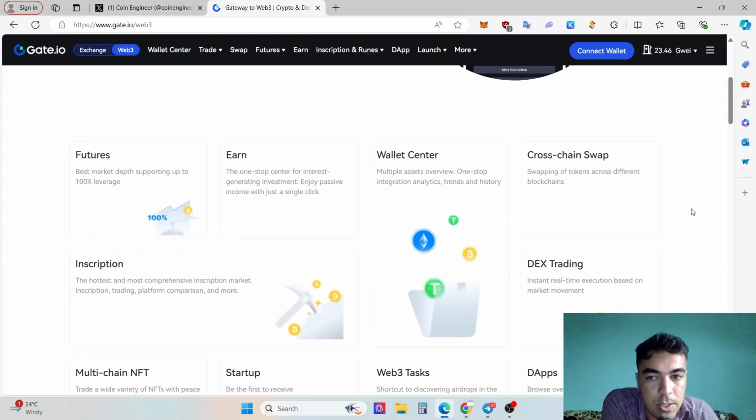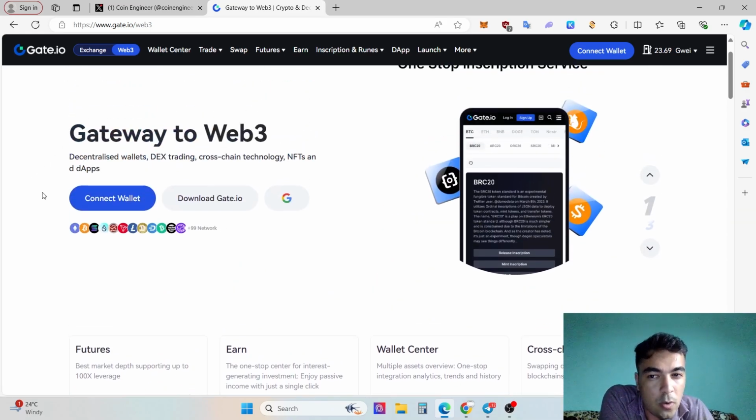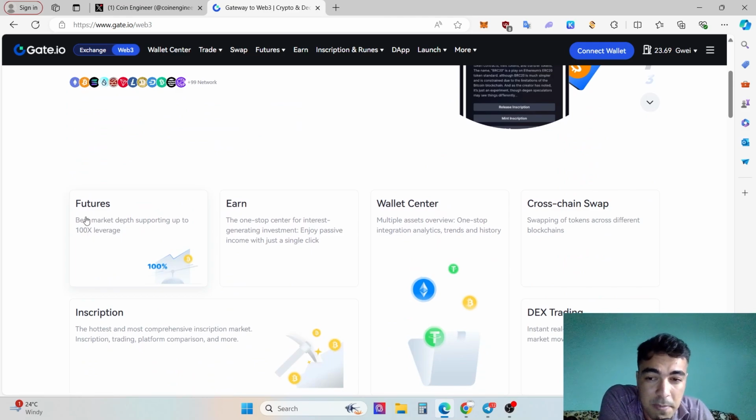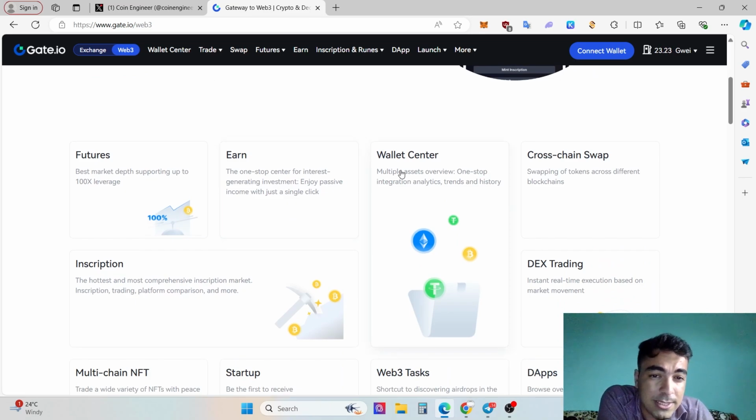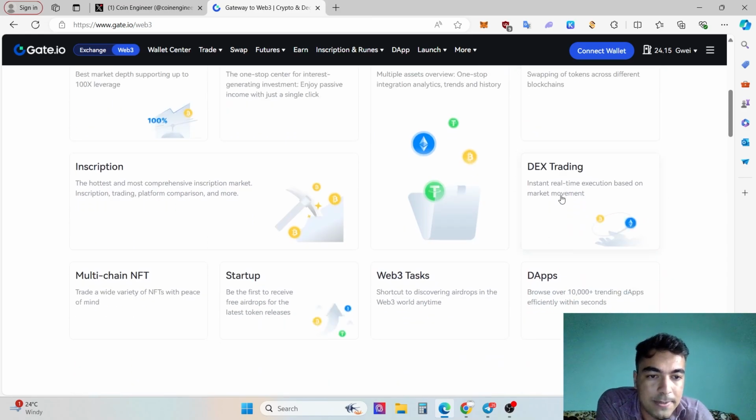And then what can you do there? Futures trading. Some decentralized applications can provide futures trading at the DEX, at DeFi. I mean, you can use Gate.io and its own Gate Wallet for futures trading, perpetual trading at decentralized finance. You can earn passive income on the Web3 side. You can take a look at and control your multiple assets, multi-chain assets, your own wallet center, and cross-chain swap. For example, you want to convert your own USDC on Ethereum to USDC on Solana. You can use cross-chain swap, DEX trading, real-time execution based on market movement.